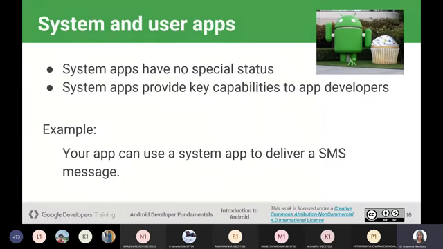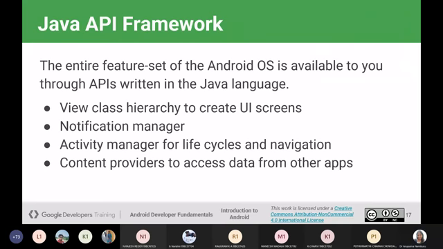As I told, system apps have no specific status. So system apps provide key capability to the app developers. Let's say your app can use a system app to deliver an SMS message. So I told you an example of Truecaller and an inbuilt system app. Okay, so a system messaging service.